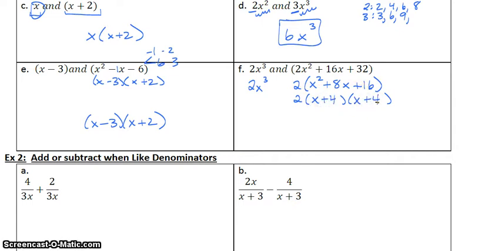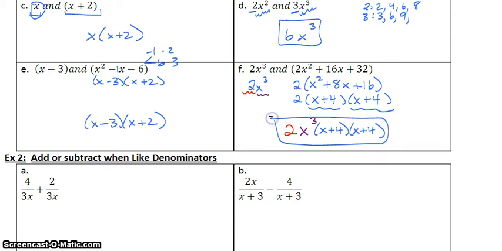All right, now here's what you've got to think about. What unique things do I have? I've got a 2. It's in both lists though, so I only need to put it down once. I've got an x cubed. I've got an x plus 4 and an x plus 4. Because one of the lists has it twice, that's why I would put it down twice. All right, let's keep going, and I'll show you how we can apply this to some problems.